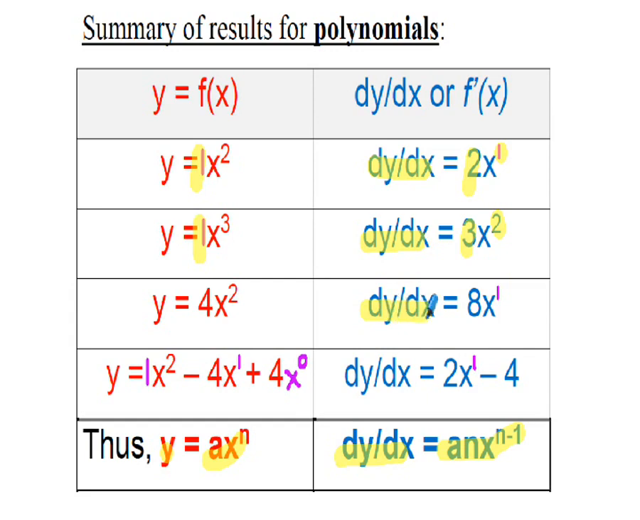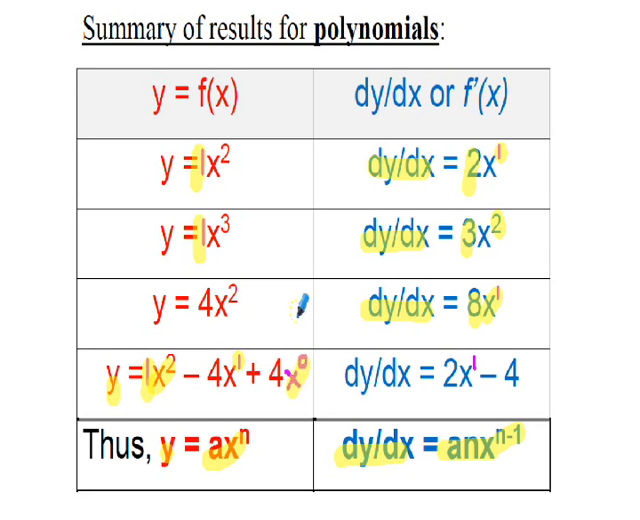So our dy by dx, following the pattern, we'll get a times n, 4 times 2 gives us 8, and take 1 off the index, that becomes x to the 1, or simply x. Looking at now the last row of our table, we've got 3 terms on the right hand side, but we take each term individually and we make them into the form ax to the n. So we've got y is equal to 1x squared, so that's ax to the n. Take away the 4x to the 1, so that's of the form ax to the n, plus 4x naught.